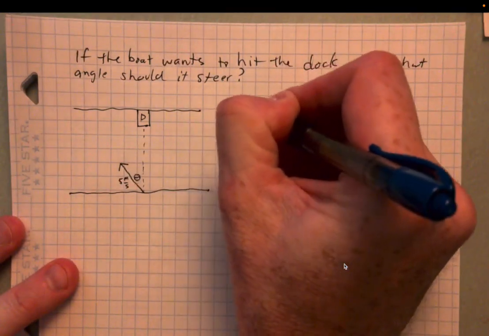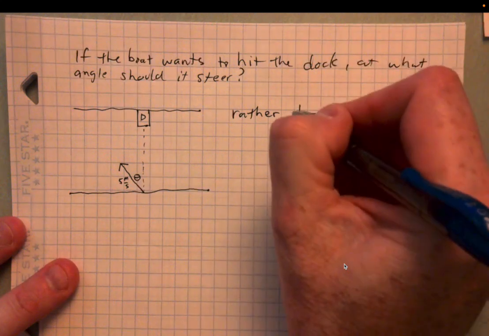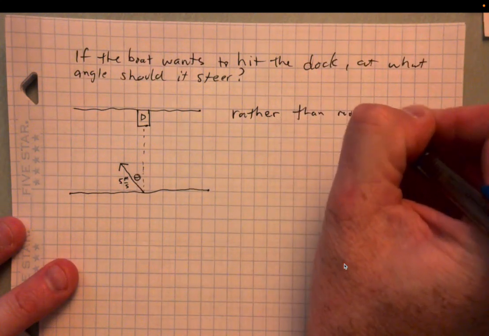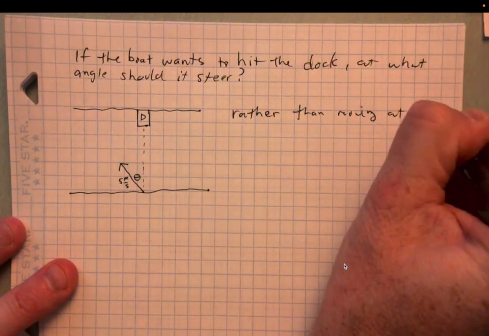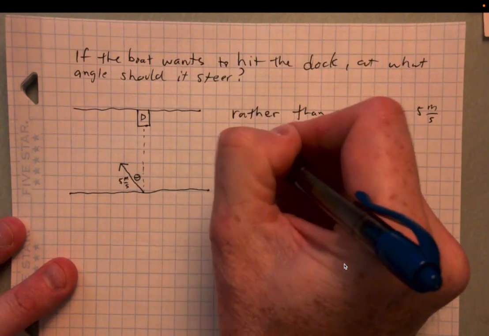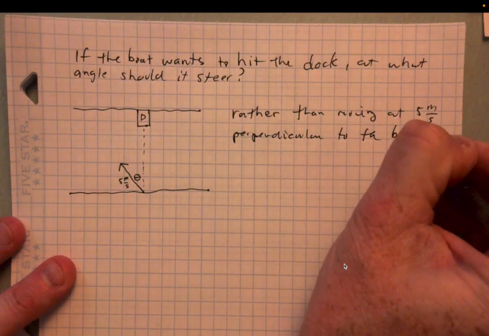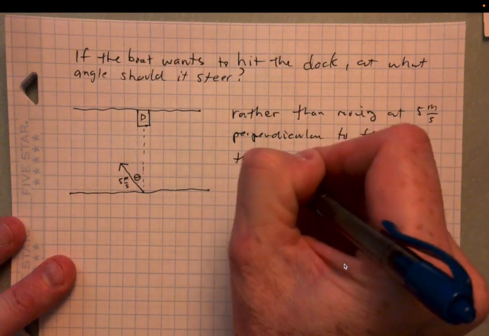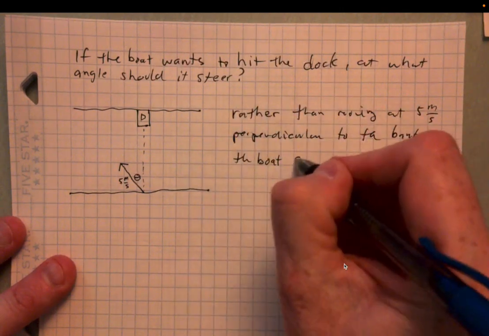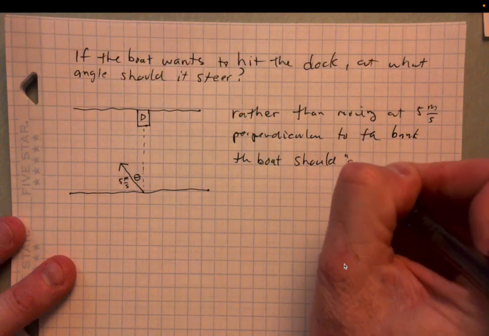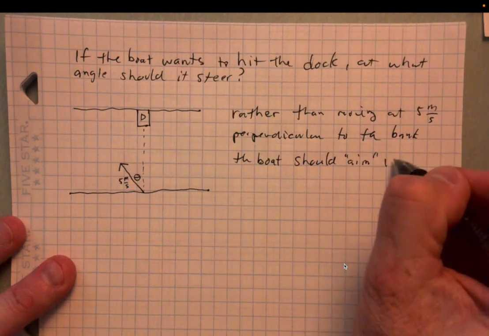So I'll just write that in. That's the main idea here. Rather than moving at 5 meters per second perpendicular to the bank, the boat should aim, we'll say, upstream.